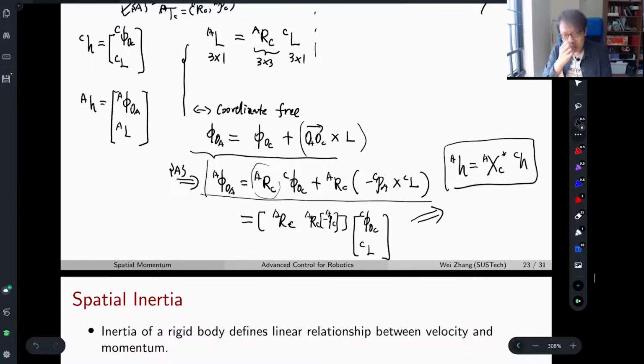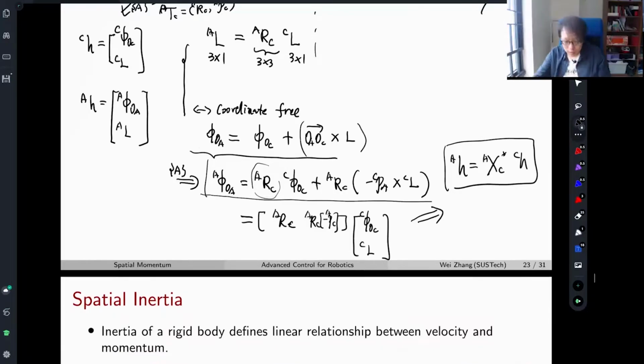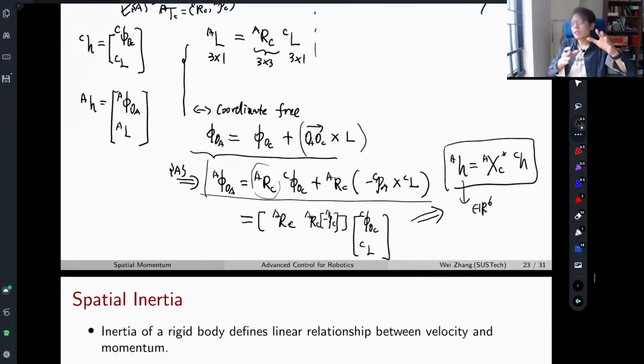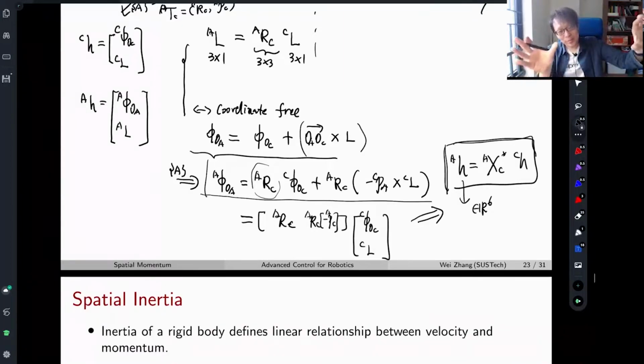So in other words, spatial momentum behaves the same way as force. This is in R6, right? So this 6 dimensional vector actually lies in the space that's similar or the same as the force space or wrench space, not the same as the twist space. Okay, you can check this, and overall, let's remember that momentum is almost like force, because change of momentum is just force. So it behaves like that.